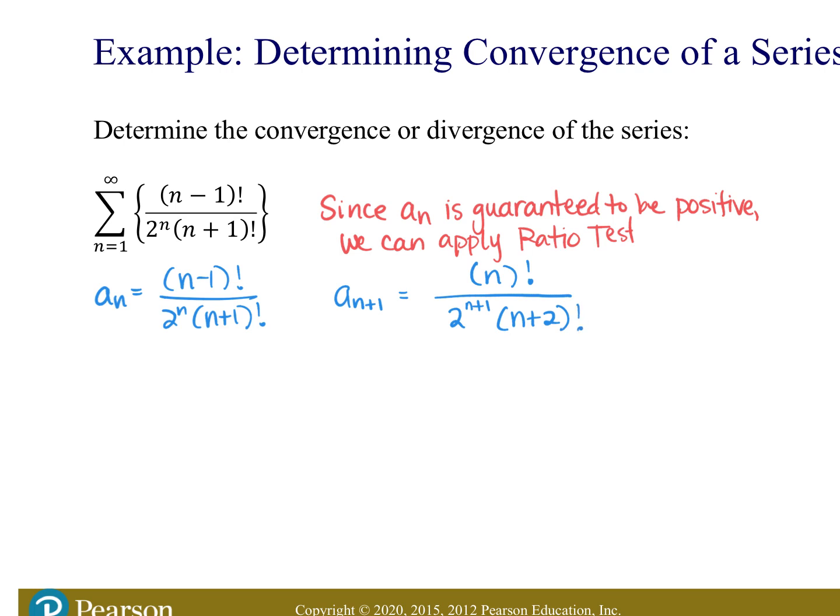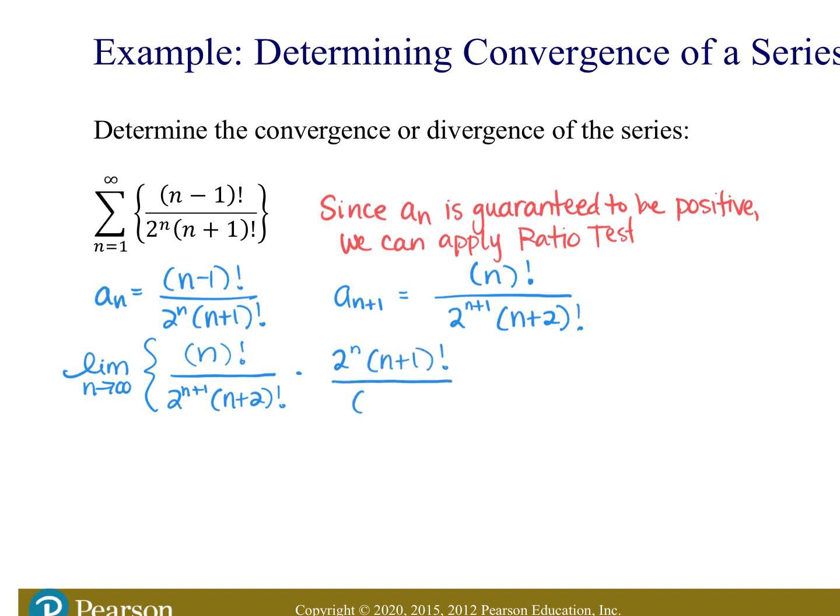All right, so now that we've got our terms, we can take the test, which is going to be the ratio of these terms to each other. So we start with the second one. We'll have n factorial over 2 to the n plus 1 over n plus 2 factorial. And then I'll multiply by the reciprocal of the other one. So 2 to the n, n plus 1 factorial over n minus 1 factorial.